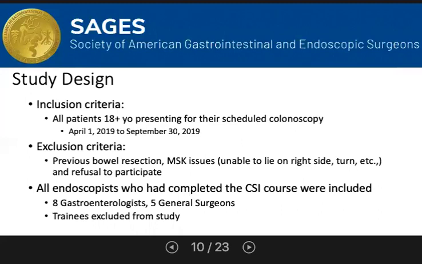All endoscopists who had completed the CSI course, which is under the umbrella of the Canadian C program, were included in the study. This included 8 gastroenterologists and 5 general surgeons. Trainees were excluded from the study.